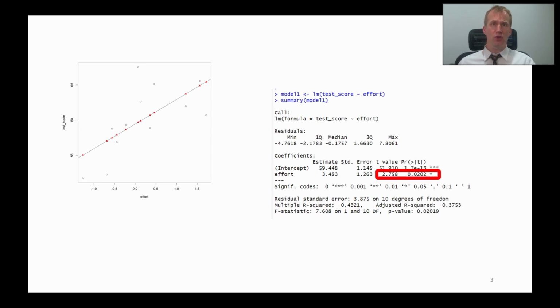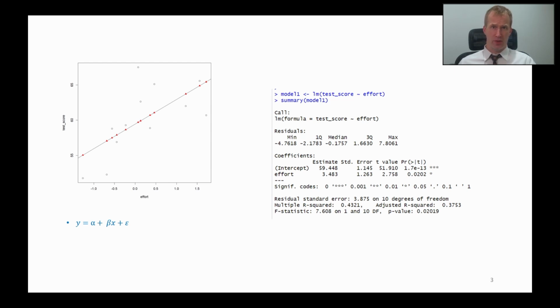We might also be interested in the indicators of model fit. The R-squared statistic is 0.4321 and the adjusted R-squared statistic is 0.3753. The way to interpret this regression coefficient of 3.483 is that each time that effort increases by 1 unit, then the test score is expected to increase by 3.483.